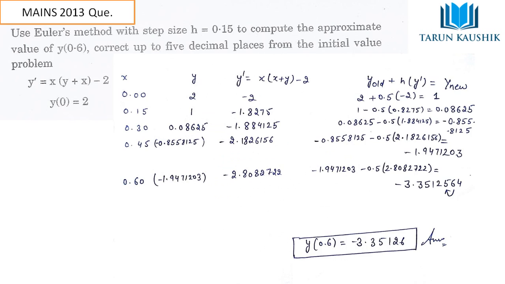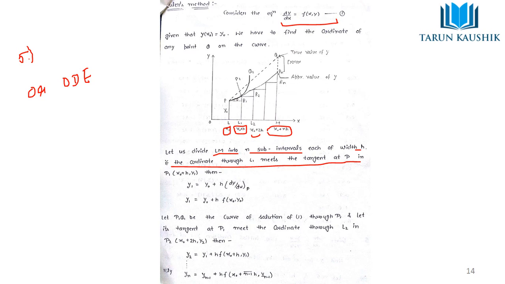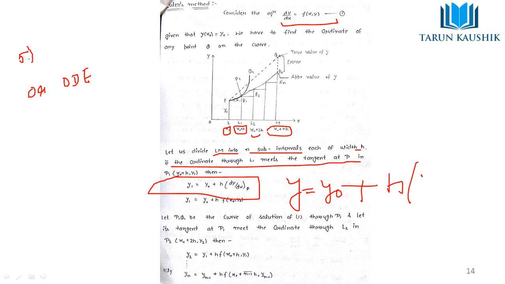Just come to the problem: which type of problem will be there and how to solve it. In May 2013, the question was asked using Euler method with the step size h equals 0. For that, you just remember this formula: the new y, that is the value of the ordinate, will be the initial value y naught plus h, the increment, into the derivative, that is y dash.